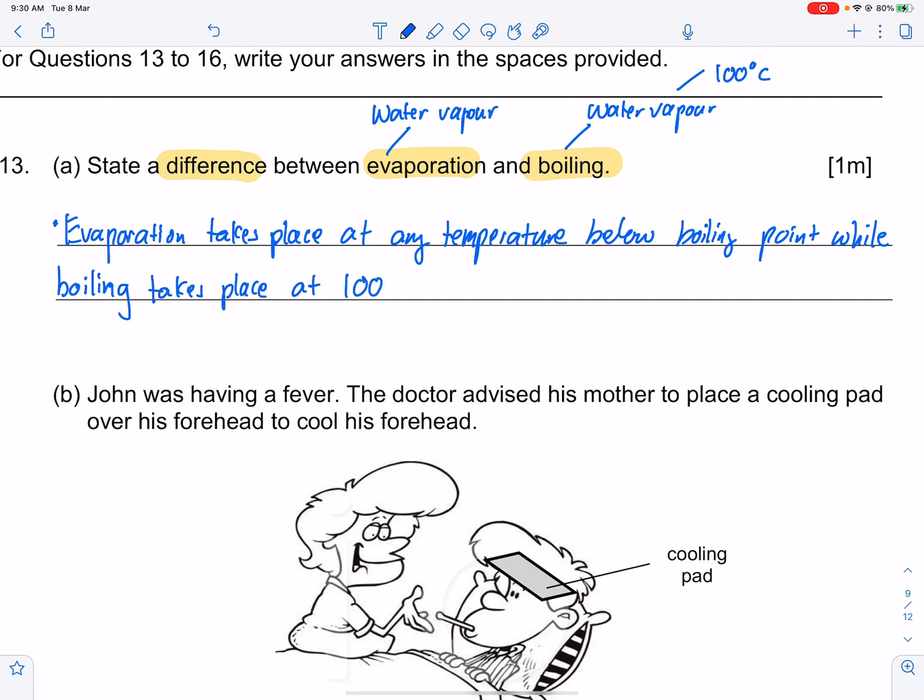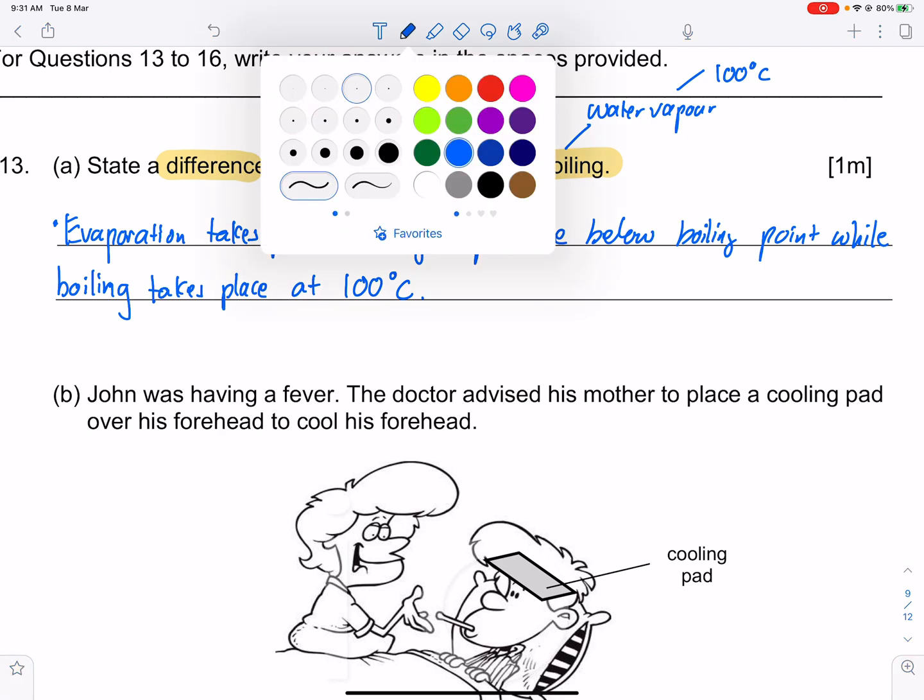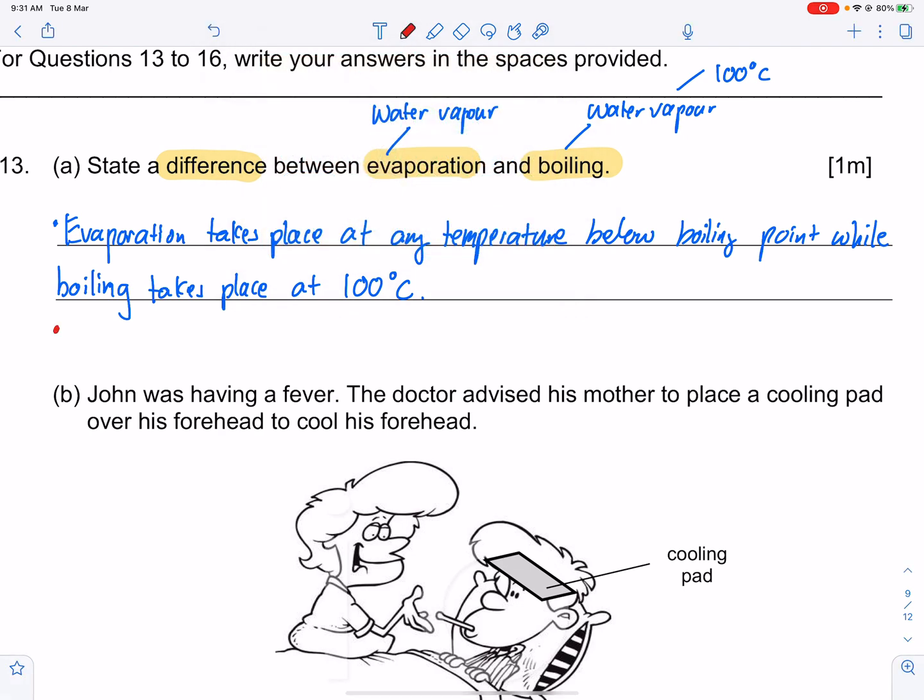Now also be very careful with your degree Celsius. Make sure you have written it with a small dot at the top. Some of you, your degree Celsius looks like this, for your degrees. Alright, now, other acceptable answers, please pen this down if you do not have it.